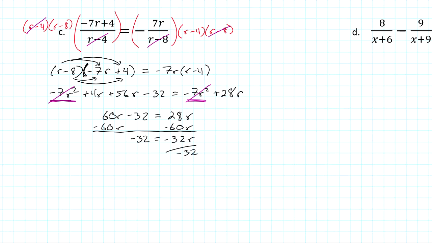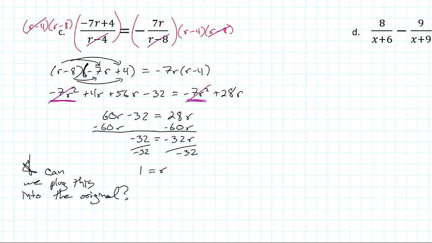So we'll divide by negative 32 on the right. We'll divide by negative 32 on the left, leaving us with 1 equals r. And you guys notice that we always want to double check, can we plug this into the original? Right, and if we look at the r minus 4, no problems there. The r minus 8, no problems there. So this will work, and we will conclude that the solution set is the set containing the number 1.